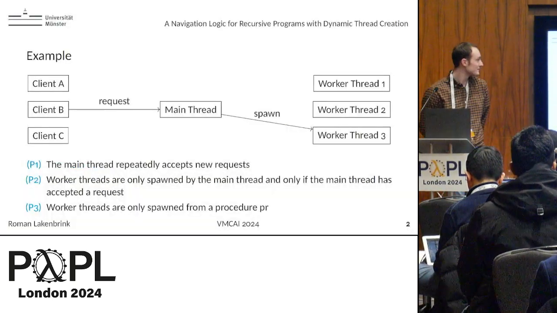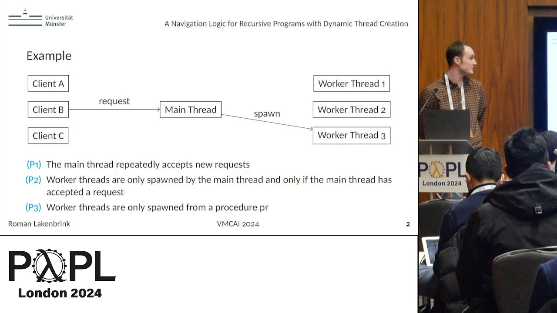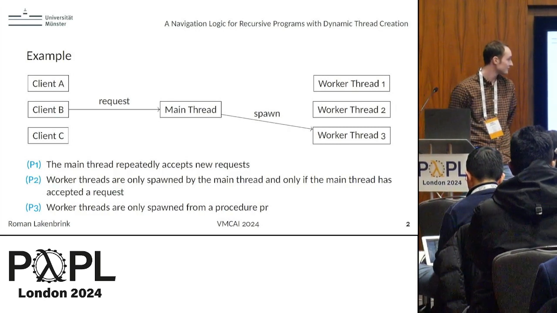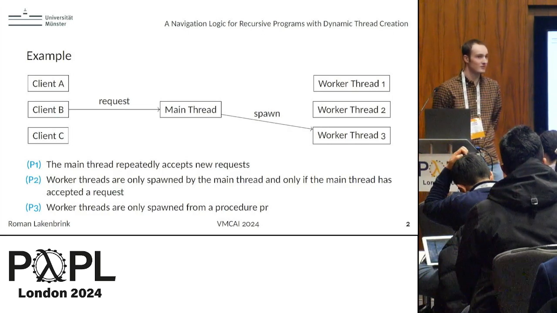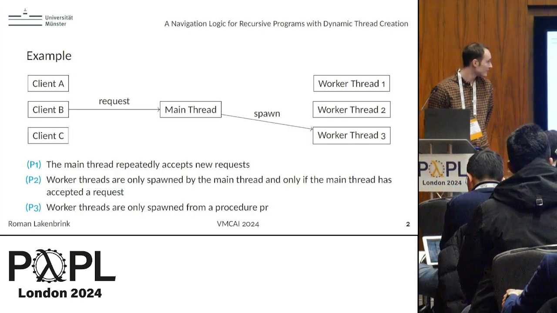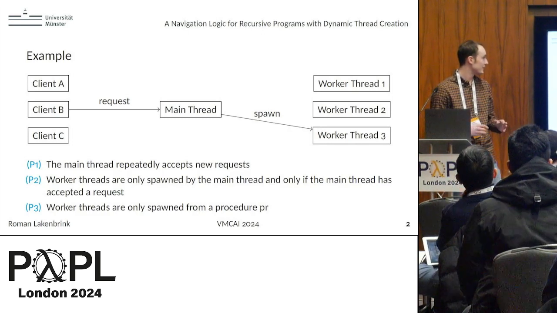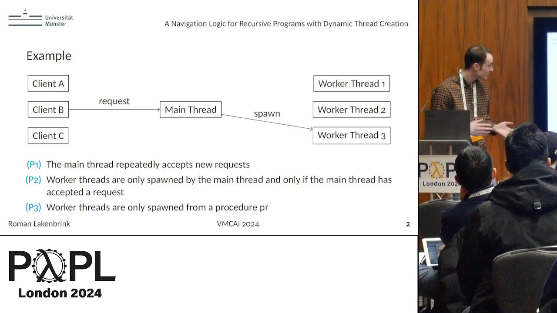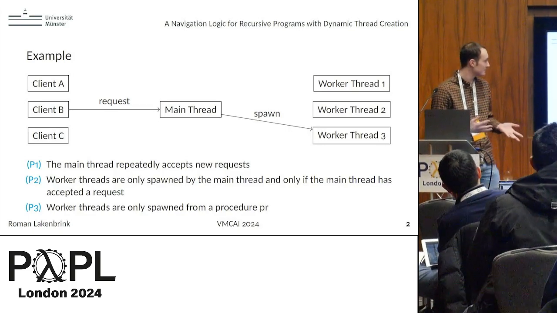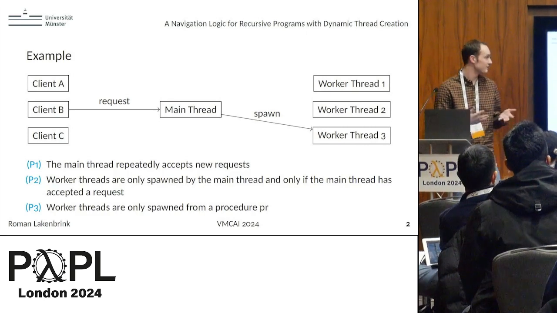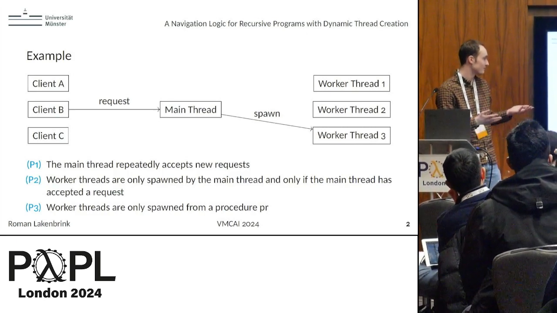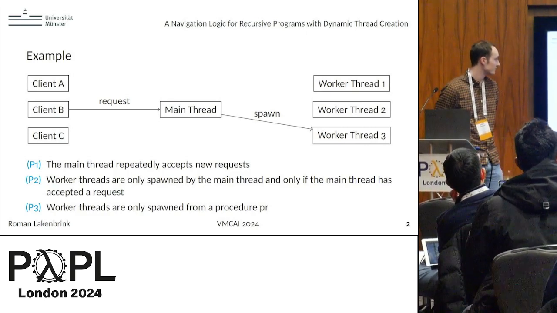To start, we consider the following example scenario, which I will use as a running example throughout this talk. Suppose we have a server that consists of a main thread, and this main thread can receive different kinds of requests from different clients, and it processes each of these requests by starting a worker thread that then processes these requests and gives a certain response to that request.